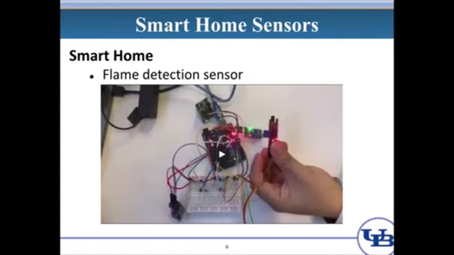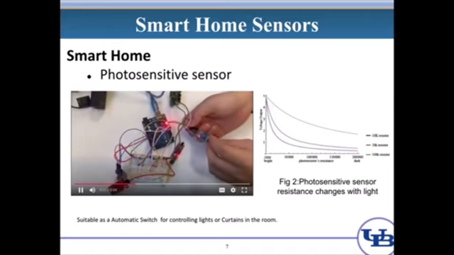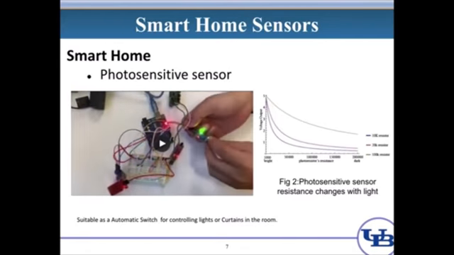Security is the number one priority. And this is a photosensitive sensor. It's very suitable for automatic switches for controlling lights or curtains in the room. We still use an LED as a demonstration because it's very convenient to show. This is the photosensitive sensor, a universal sensor for smart homes. Very important, very common, and you can get each of them as a product for $10 each.